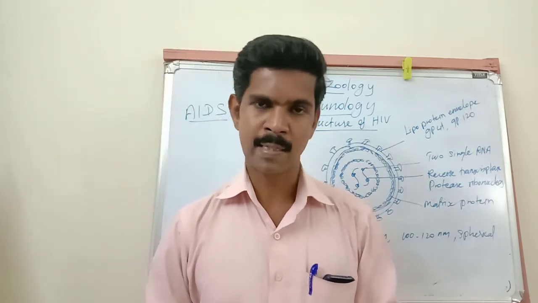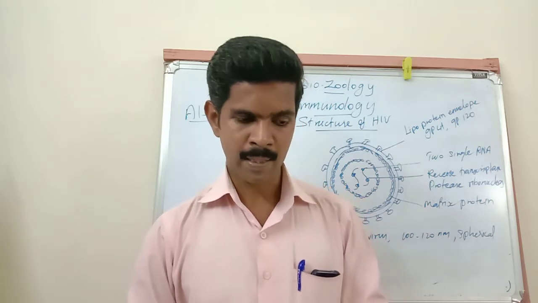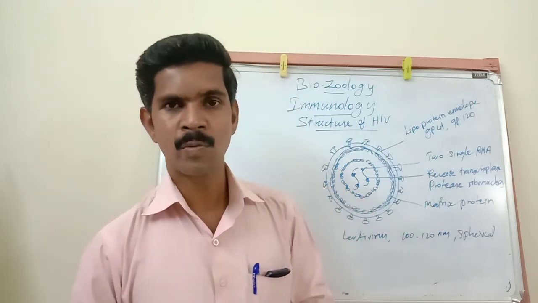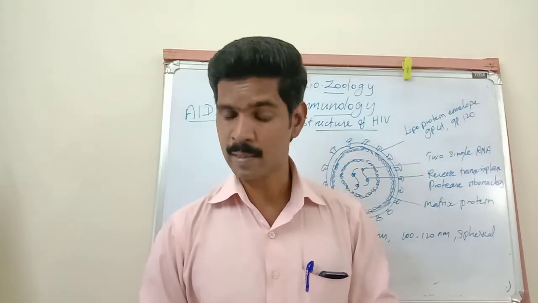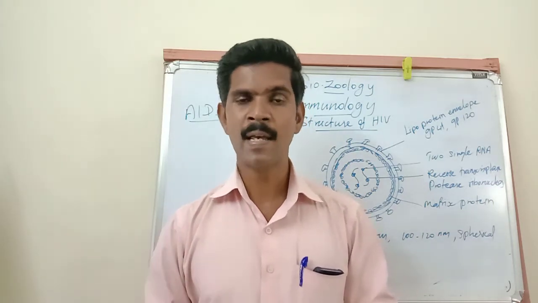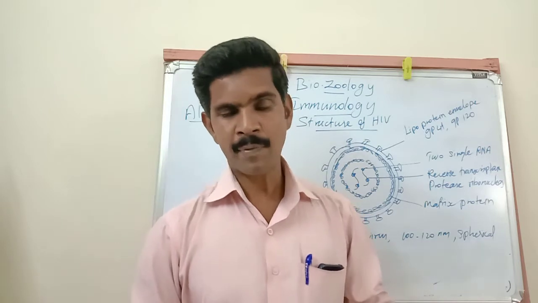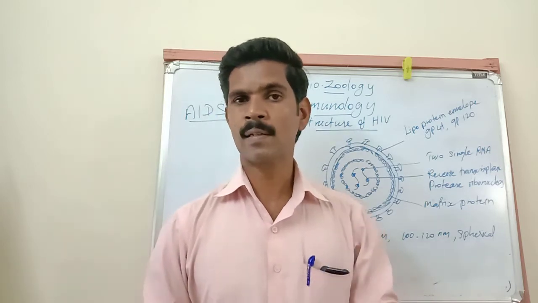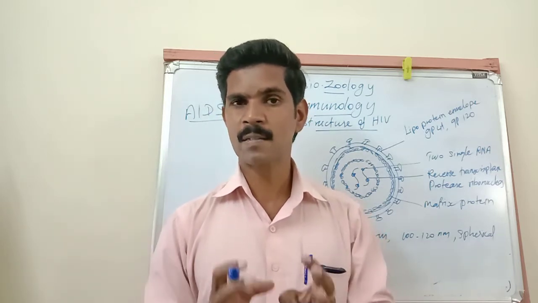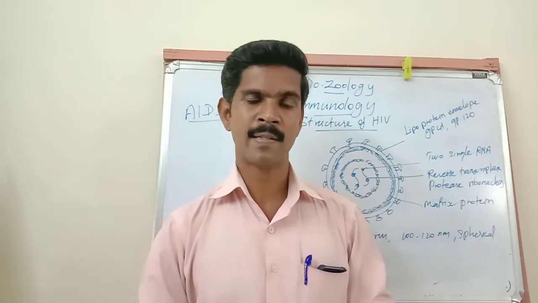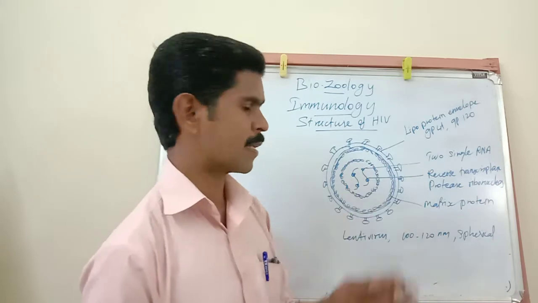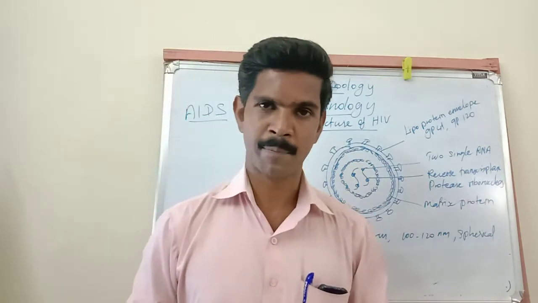Structure of this HIV virus. This HIV virus belongs to a genus called lentivirus. The genus name of this HIV virus is lentivirus. When we look at this HIV virus through the electron microscope, we can see a spherical shaped structure. So the shape of this HIV virus is spherical.